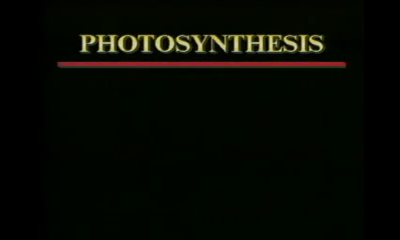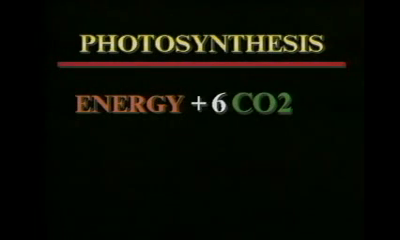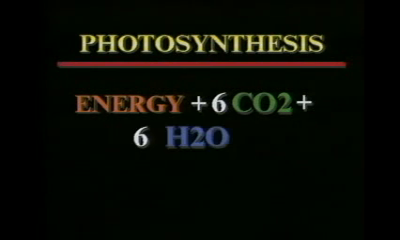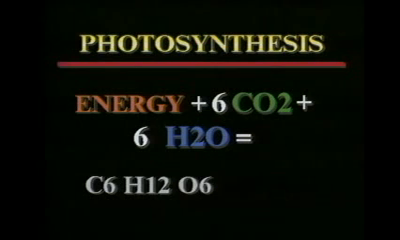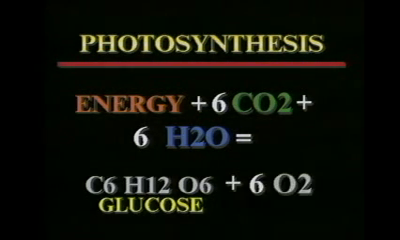We may summarize the complicated process of photosynthesis more simply as follows. Energy plus 6 carbon dioxide molecules plus 6 water molecules equals C6H12O6, which is glucose, plus 6 oxygen molecules.